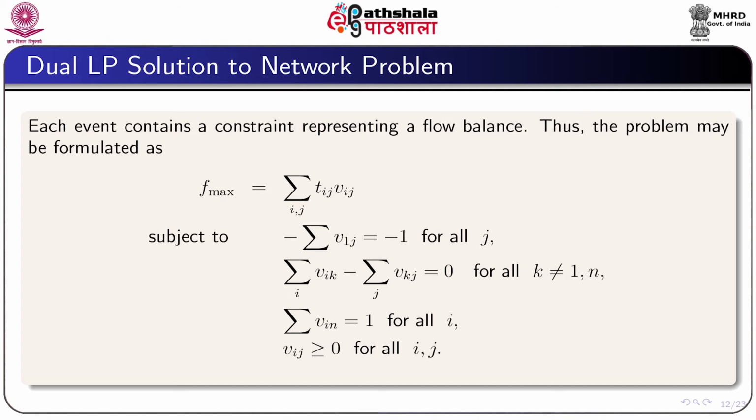Thus, the problem can be formulated as F max equal to summation Tij Vij subject to minus sigma V1j equal to minus 1 for all j, sigma Vik, where summation varies over i, minus summation over j Vkj equal to 0 for all k not equal to 1 and n, and summation Vin is equal to 1 for all i, and obviously Vij greater than or equal to 0 for all i and j.